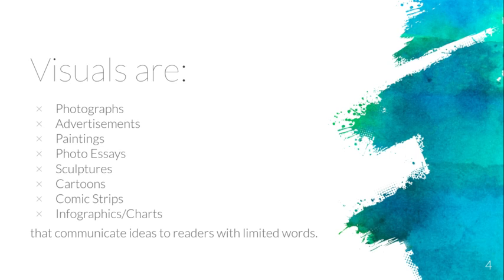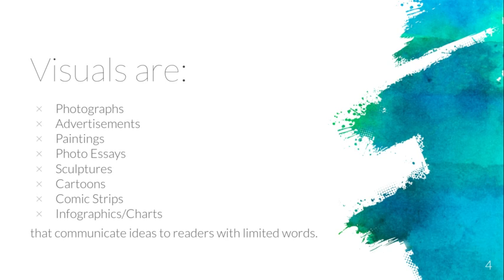Visuals are, but are not limited to, photographs, advertisements, paintings and drawings, photo essays, sculptures, cartoons, comic strips, infographics and/or charts, with the purpose of communicating ideas to readers with limited words. So you may or may not have a visual that is just an image. You may have a visual that combines both images and words. That's very common in cartoons, comic strips, infographics, and charts. They use a combination of both.